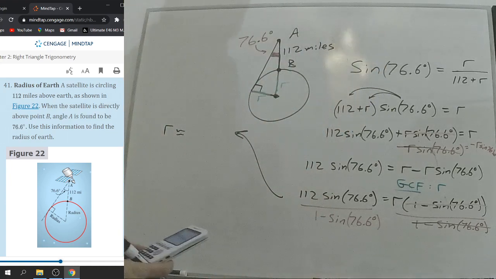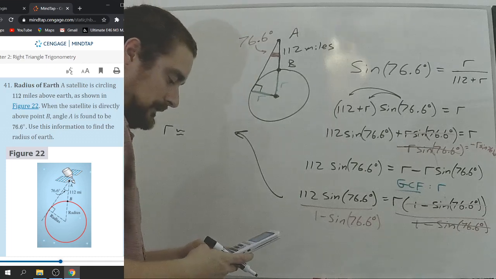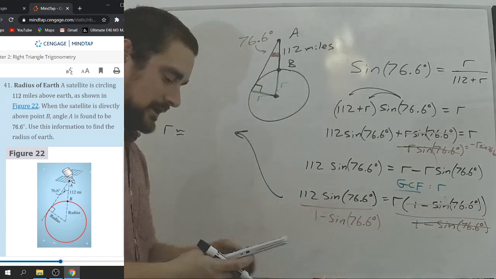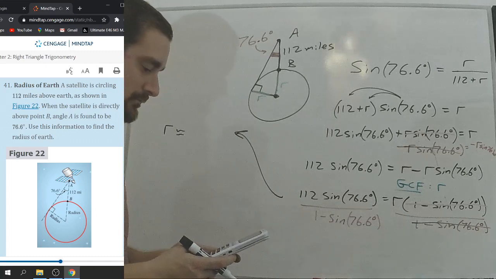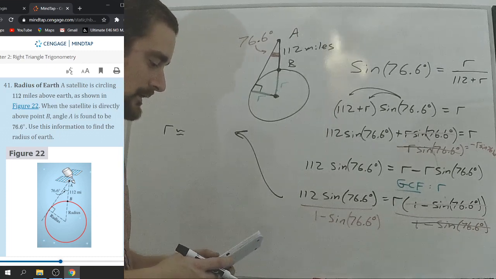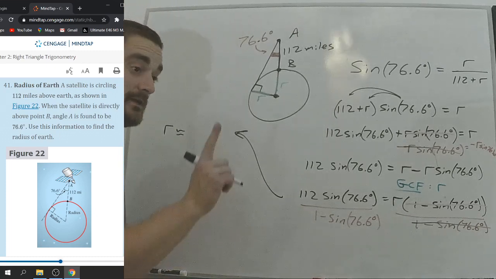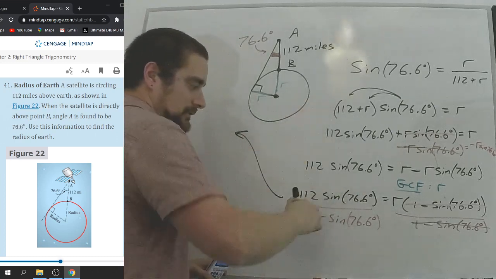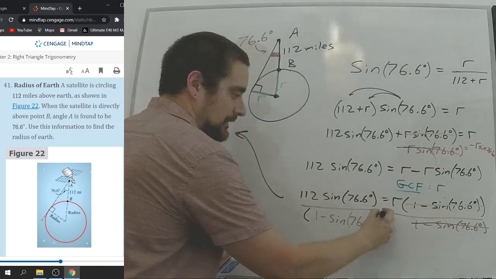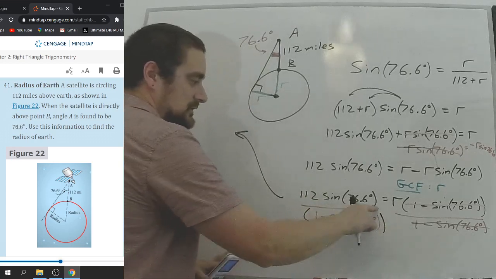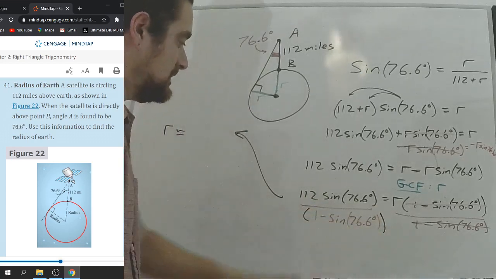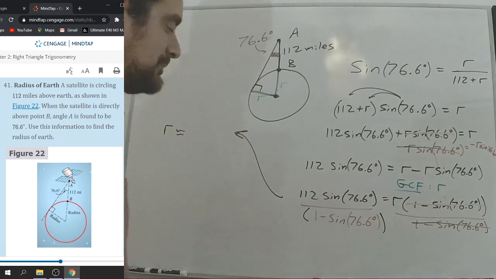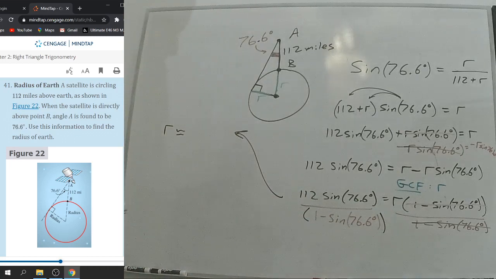We've got in the numerator, 112 times sine 76.6. Make sure you close that off. If you're on an older TI-83 calculator where you don't have that numerator denominator nice math print going on, you're going to want to do the division symbol and then put an extra set of parentheses. Since you've got two terms here, you want to keep them both in the denominator so that you can divide by 1 minus sine 76.6.